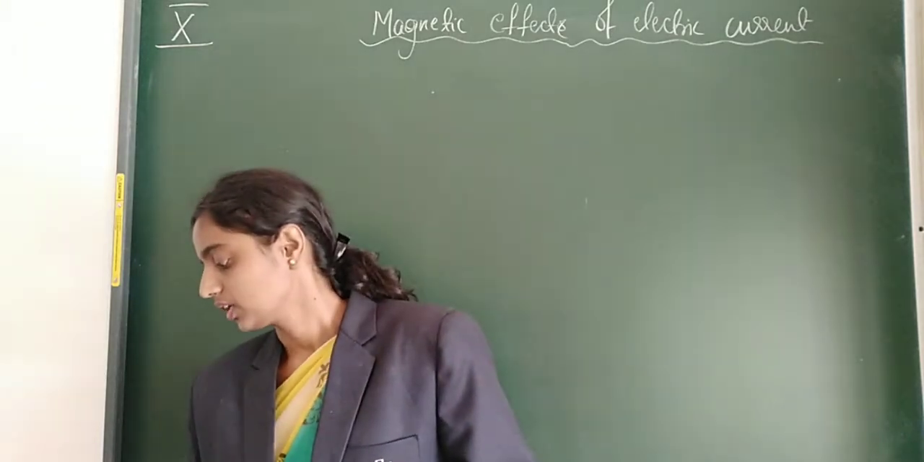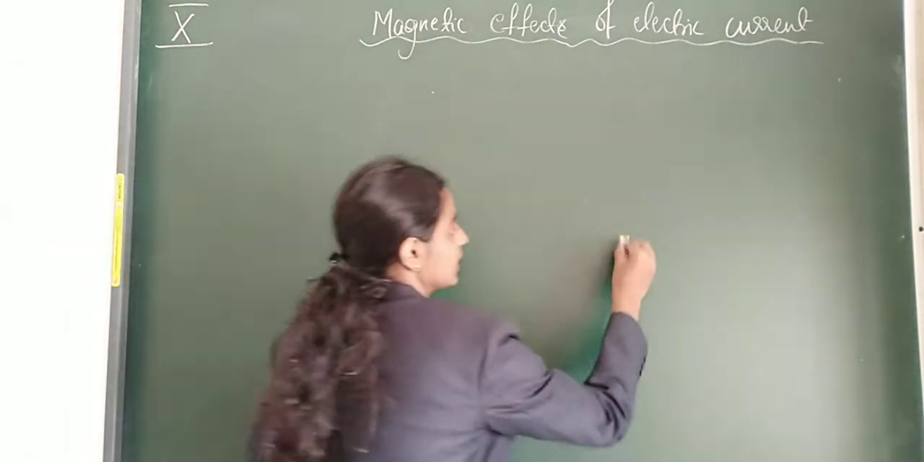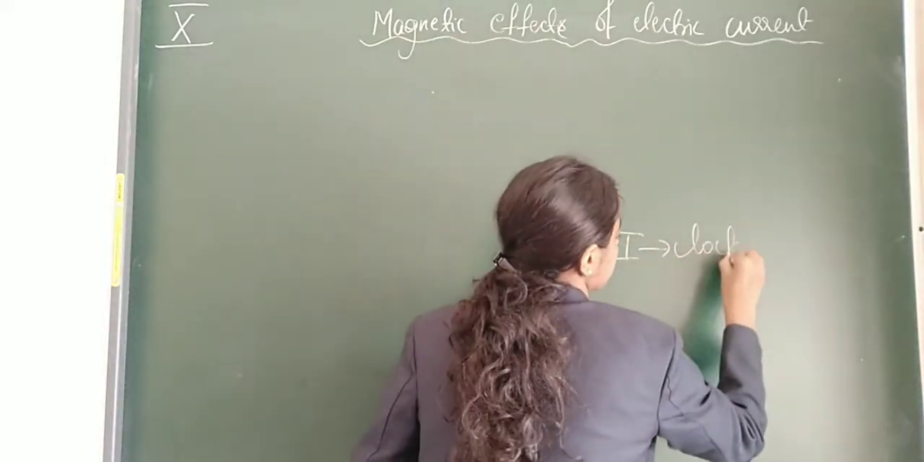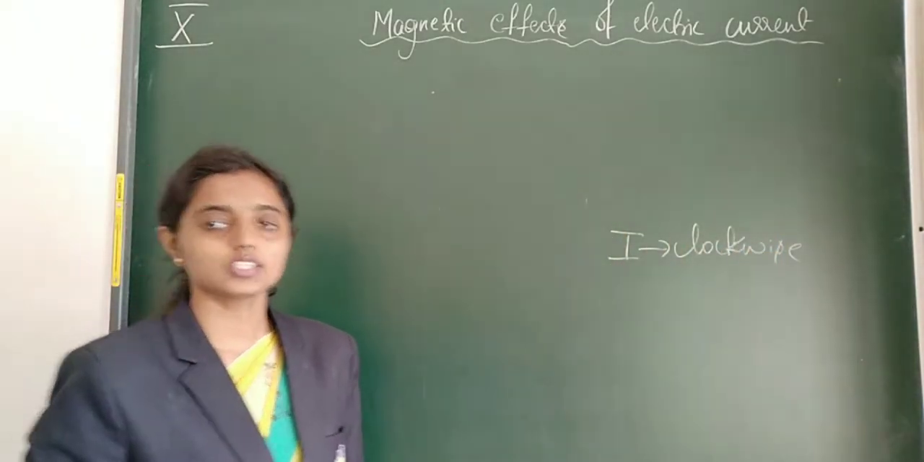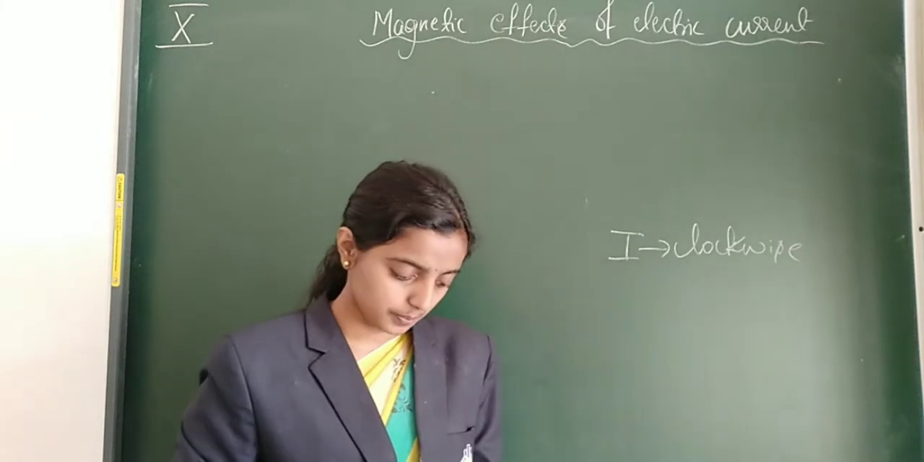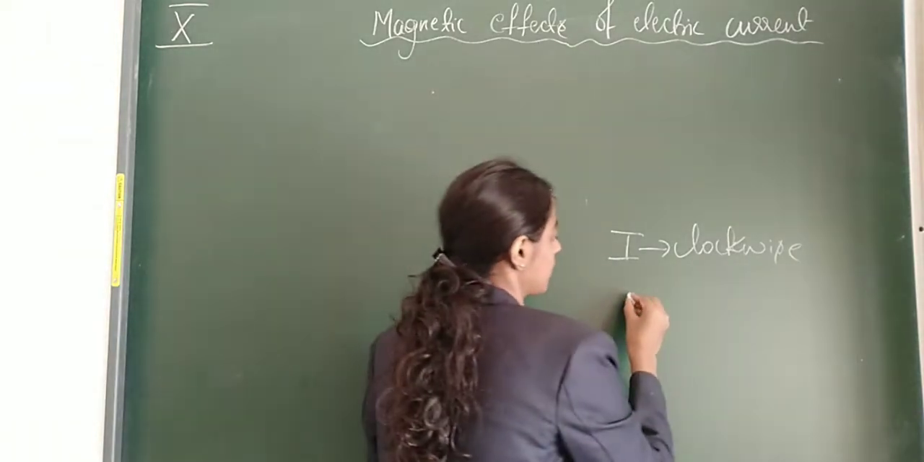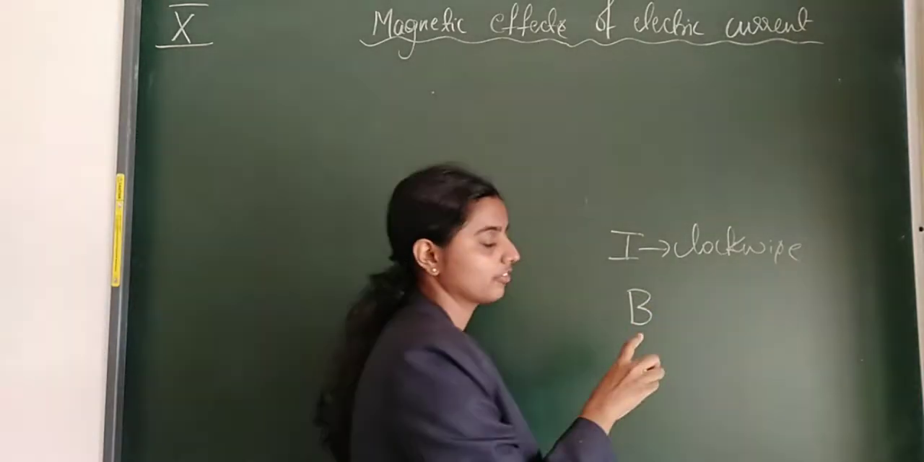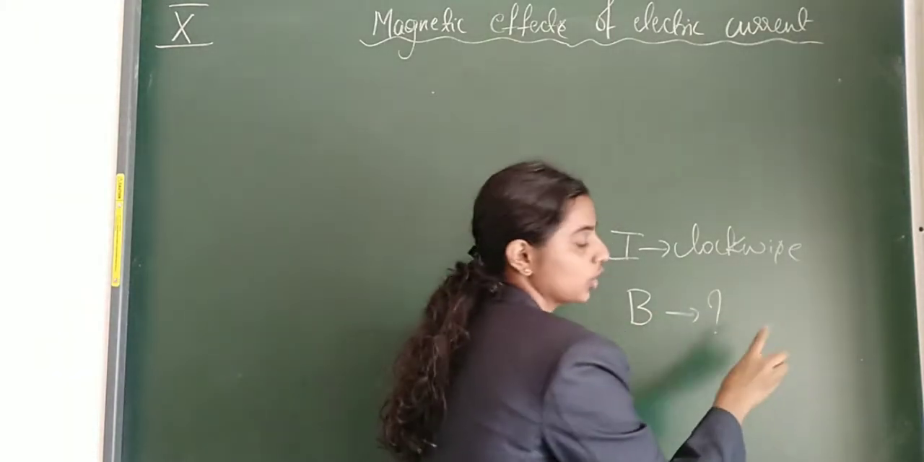So look at that question. In that question, they have given: consider a circular loop of wire lying in the plane of the table. Let the current pass through the loop clockwise. You need to draw the diagram, taking all the given terms. The current is passing clockwise, and find the direction of the magnetic field, usually denoted by B, inside and outside the loop.